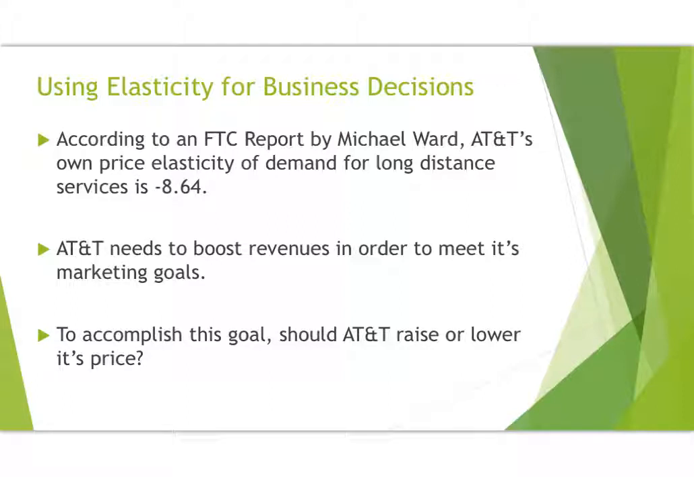So what we've said before, our rule is if it's elastic, we're going to lower price and we're going to see huge increases in quantity. If it's inelastic, we're going to raise price and we're not going to see much of a drop in quantity. When it's unit elastic, revenue is maximized. So in this case, negative 8.64, greater than 1 in absolute value, we're going to lower price to increase total revenue, because when we lower price, we're going to get a huge boon in our number of clients or customers.